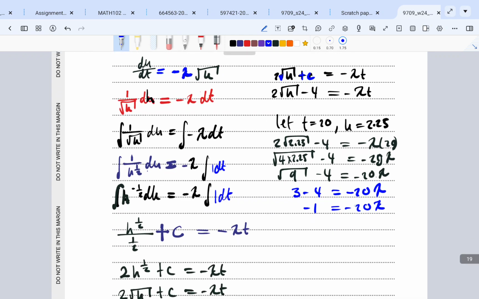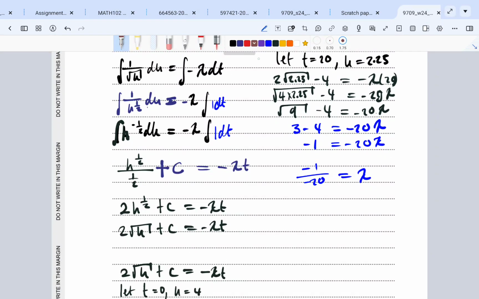I make lambda the subject. I take negative 20 to the other side. What am I going to get? I'm going to have negative 20 over negative 1 is equal to lambda. Okay? No, it's actually negative 1 over negative 20. This is going to be equal to lambda, because I'll take this negative 20 to the other side, it will divide. Now I'm going to have negative over negative. It's just going to be positive 1 over 20 is equal to lambda.